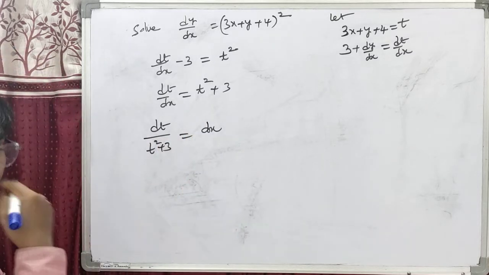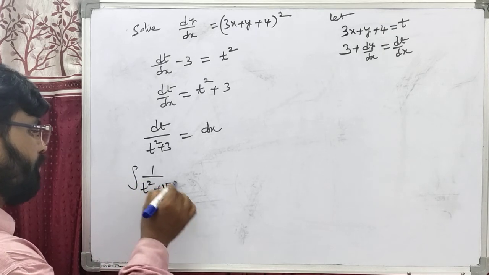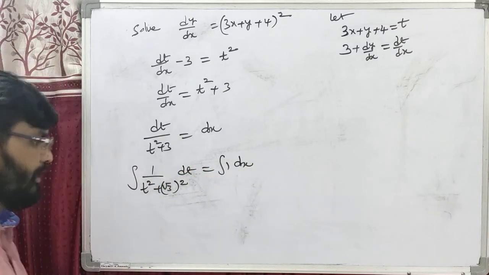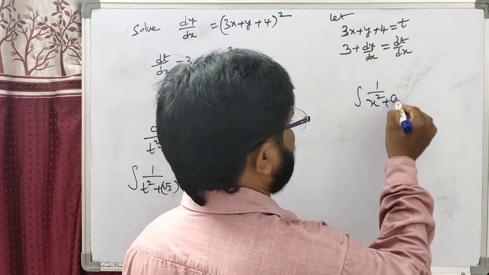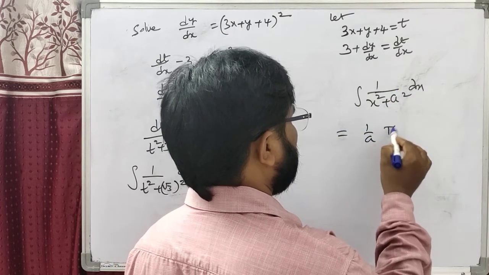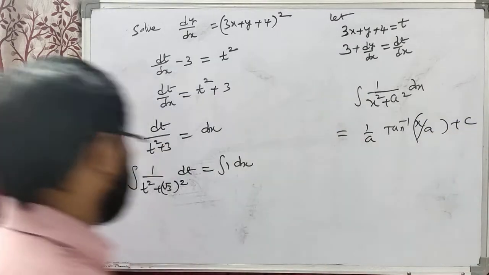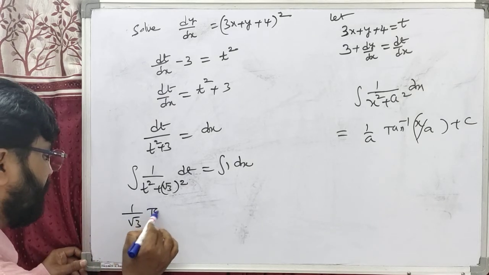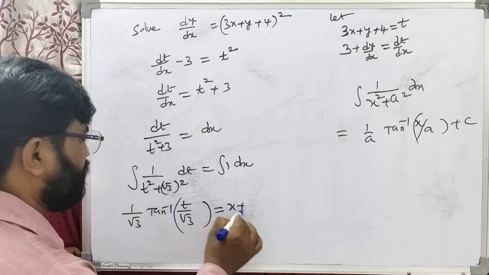So after that you can apply the integral on both sides. The integral 1 by t square plus root 3 whole square dt equals integral 1 into dx. Dear students, we have to know that the integral 1 upon x square plus a square dx is the formula 1 by a tan inverse of x by a plus c. Here 1 by a is 1 by root 3, and tan inverse of x by a is t by root 3, equal to x plus c.